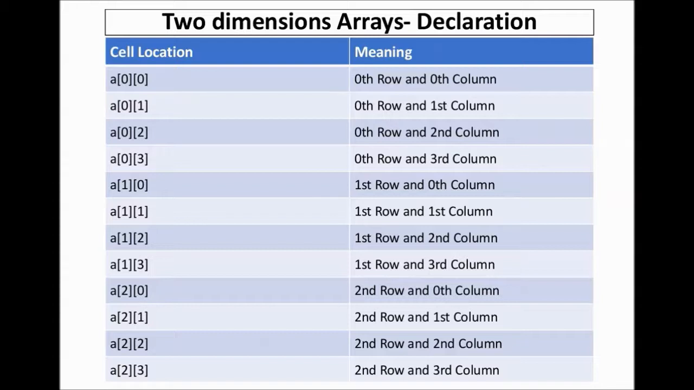Here is a summary of the two-dimensional array, that is x[3][4]. Here A[0][0] is 0th row and 0th column, A[0][1] is 0th row and first column, similarly A[2][3] is second row and third column. Each element is accessed by its index value in the table.